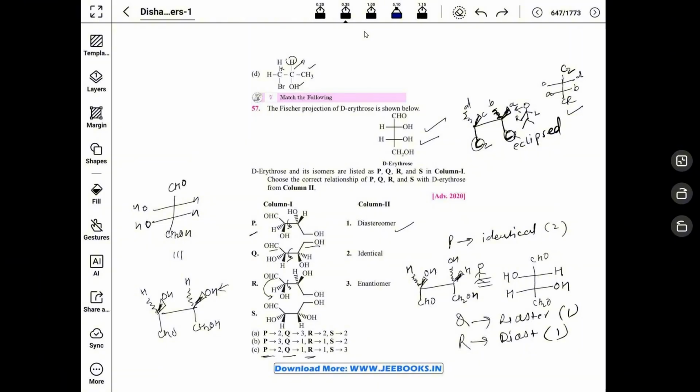Okay, so what is the relationship between these and these? You can see that D erythros and S are enantiomers. So these are mirror images of each other, non-superimposable mirror images. If you see, these are the mirror images. So S is an enantiomer, so 3. So the correct answer is C.